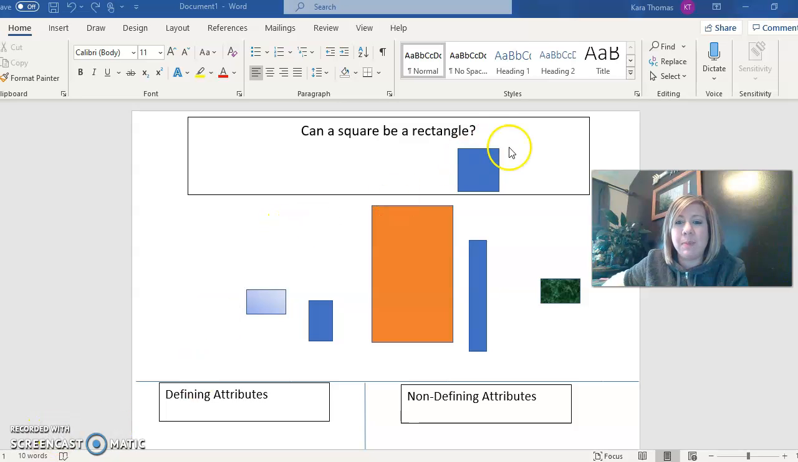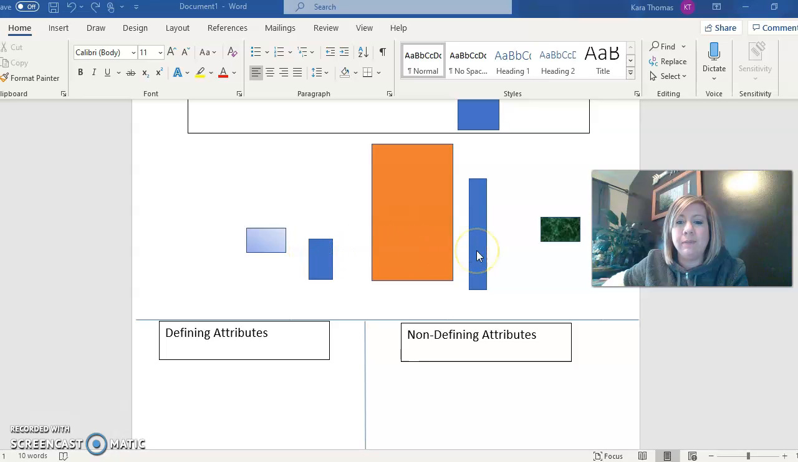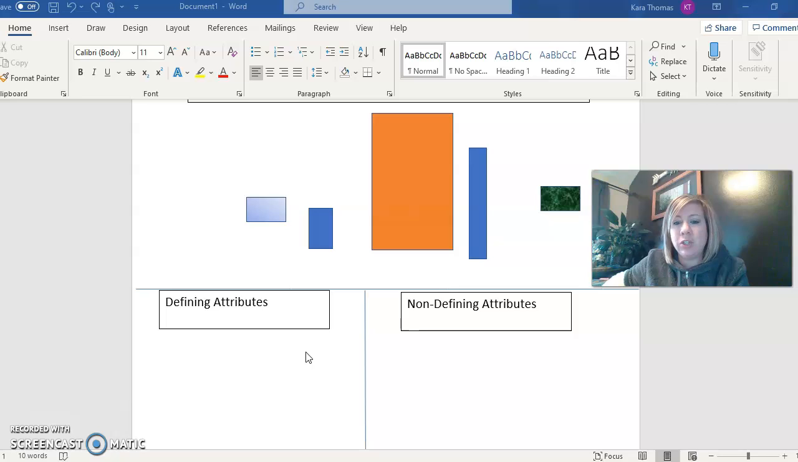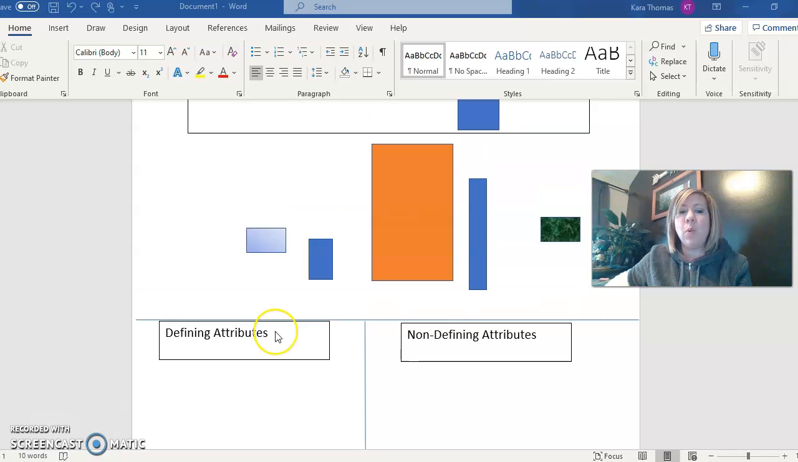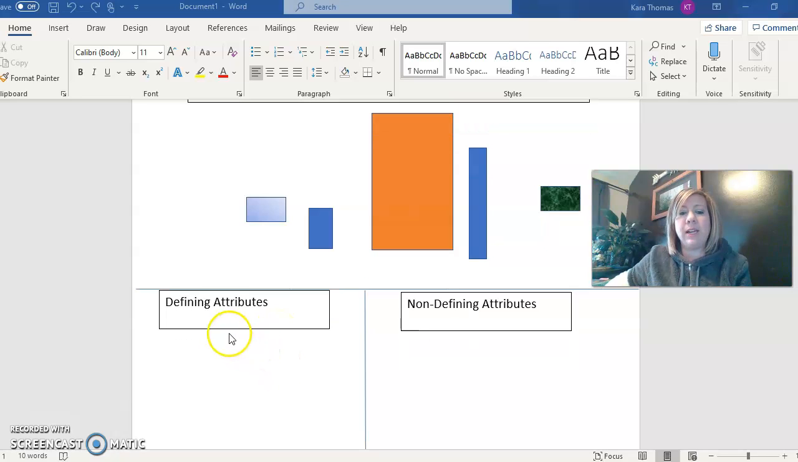And we also talked last week about defining and non-defining attributes. Now we're going to study the rectangle. What are some things a shape has to have to be a rectangle? If you look at the bottom of my screen there, I'm going to type one defining attribute I know about rectangles.